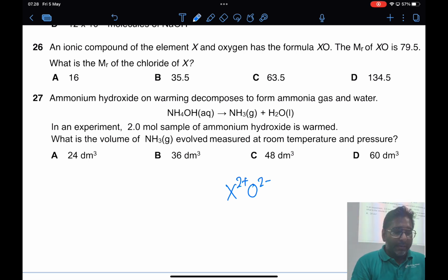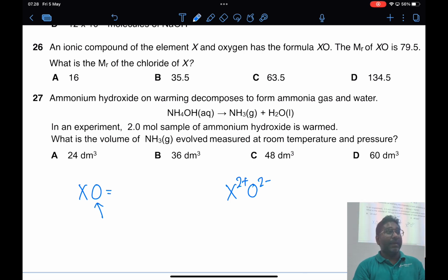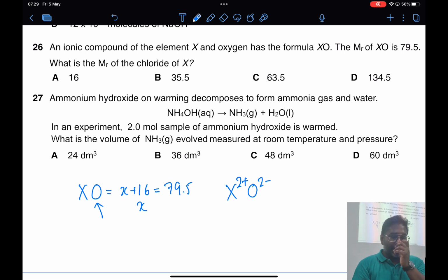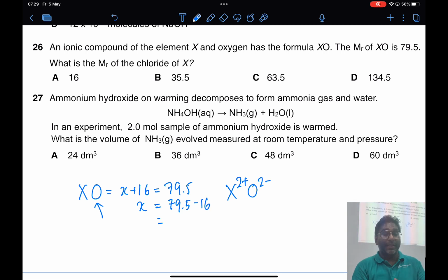And then they say that the Mr is 79.5. So it means now XO, we know O is going to be 16 from your periodic table. So X plus 16 equals 79.5. You can find out the Ar of X, which is going to be 79.5 minus 16. You calculate for me, tell me the answer, hurry up.